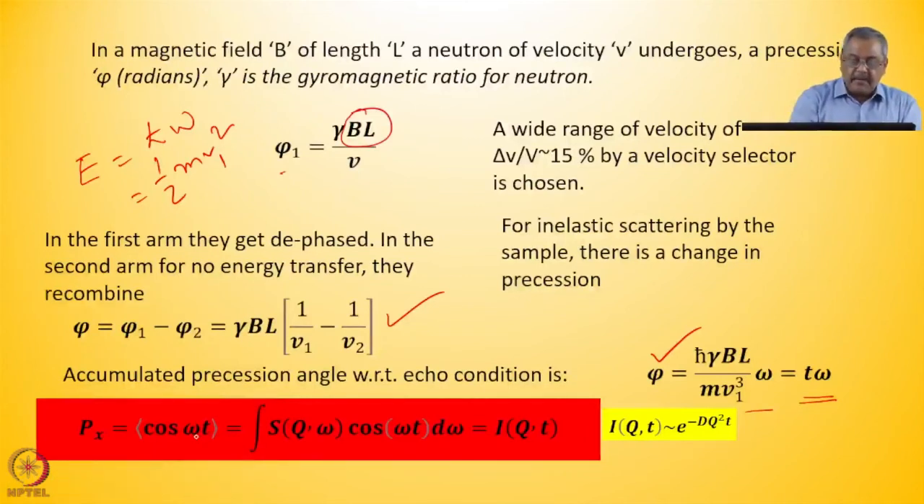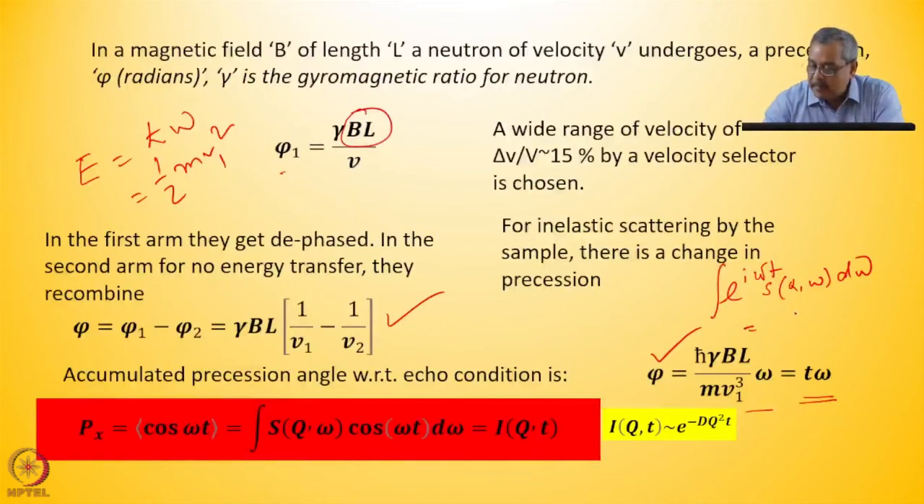And that average value of cos omega t is nothing but S(q, omega), the probability of scattering with an energy transfer omega with a momentum transfer q, into cos omega t. Omega t is the precession angle in the two arms and the dephasing caused by that, and we integrate over all the energies, so d omega. But now we know that the integral of e to the power i omega t S(q, omega) d omega is equal to I(q, t). Now this expression, the real part of it, gives me I(q, t).